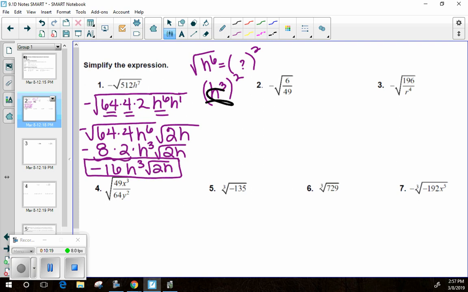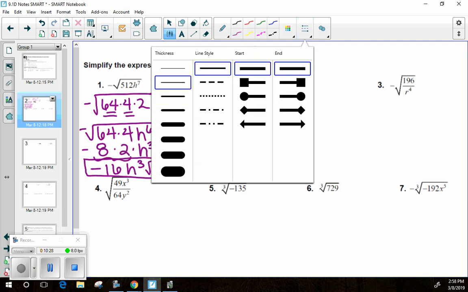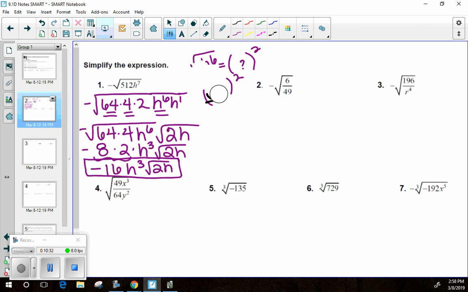Oh, that is not an eraser. All right, so let's try this one, and if we feel good about it, we are going to go on to, there it is. Okay. Let's try number 4.